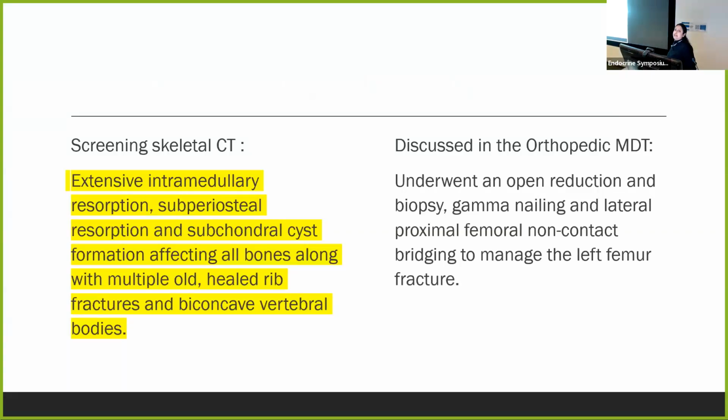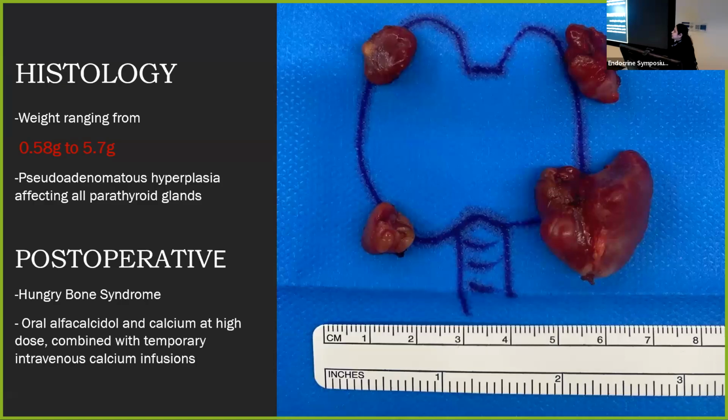A screening skeletal CT showed global affliction of the bones with multiple old healed fractures. She was discussed at the orthopedic MDT and underwent fixation for this fracture, and of course was referred back to us for expedited parathyroid surgery. We attempted preoperative optimization as far as we could. We knew the surgery was urgent.